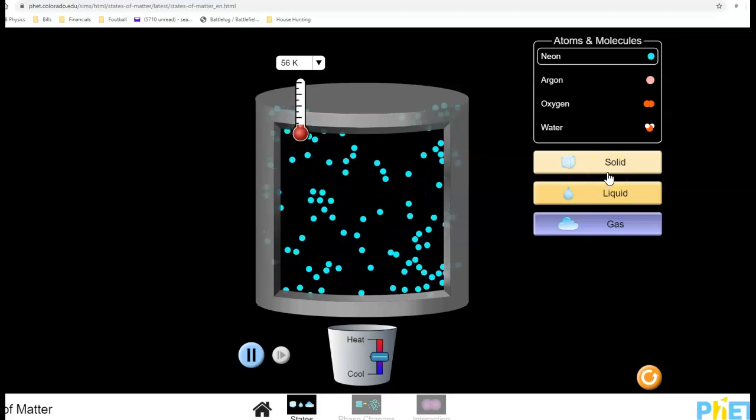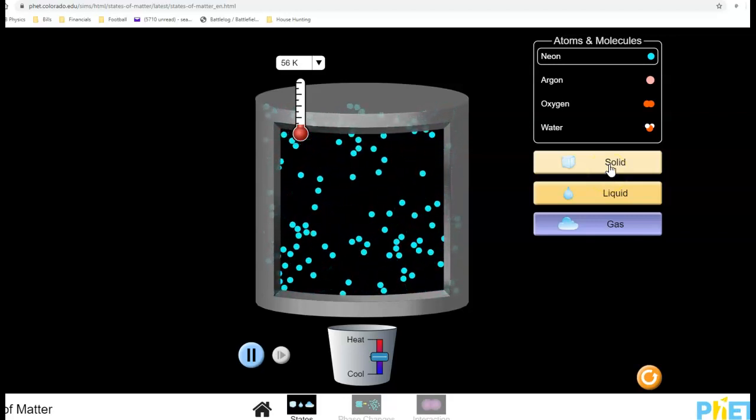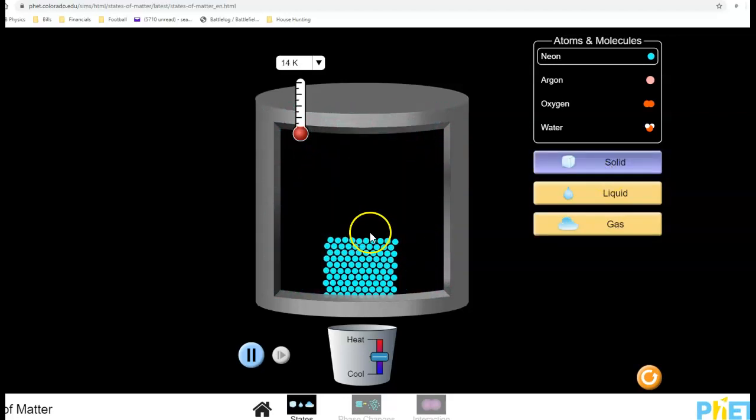Okay, so those are the three states of matter. Now, if we take a look at a solid, going back to the solid neon, notice up here I have a thermometer. Right now it's reading 14 K. Now the K is for Kelvin. The Kelvin is the scientific unit for temperature. We can also do Celsius.